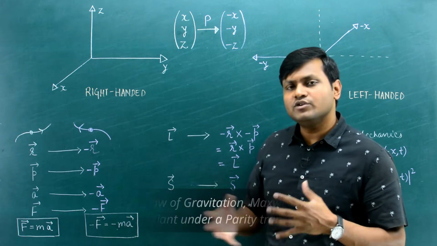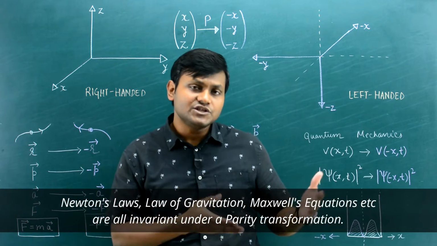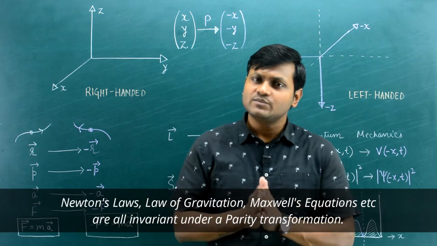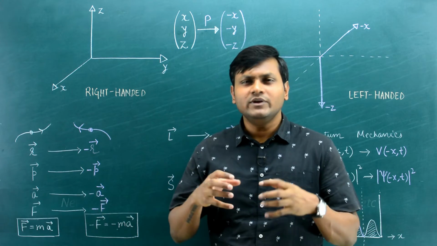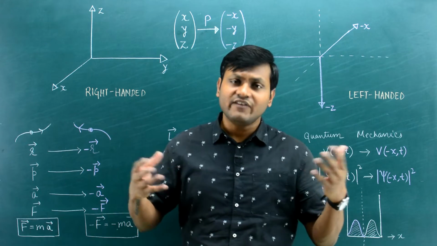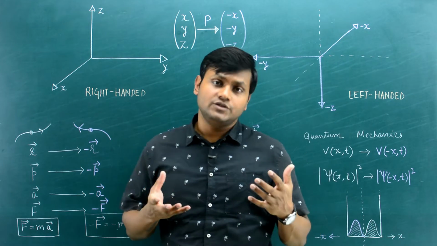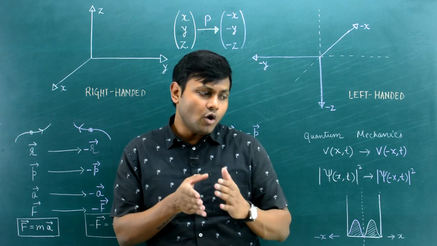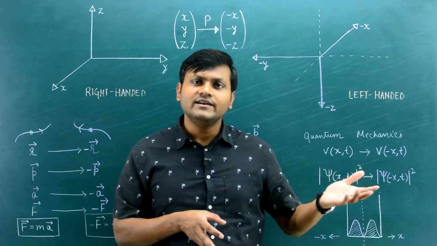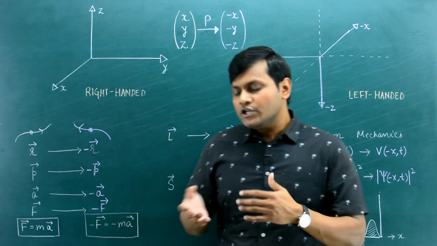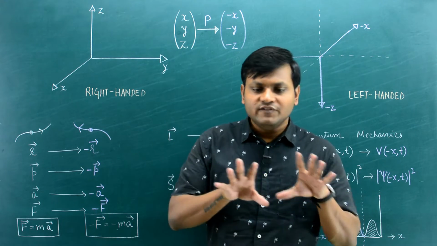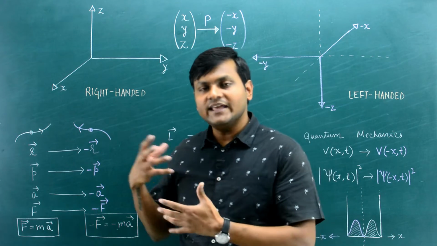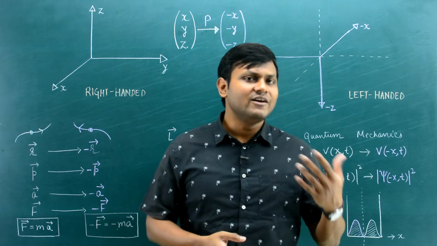So not just Newton's second law, even the law of gravitation and Maxwell's equations are all invariant under a parity transformation, in the sense that they will lead to evolution of physical events which cannot be used to distinguish whether you are in a left-handed universe or a right-handed universe. So the physical laws are incapable of distinguishing whether the events are taking place in a right-handed universe or a left-handed universe.